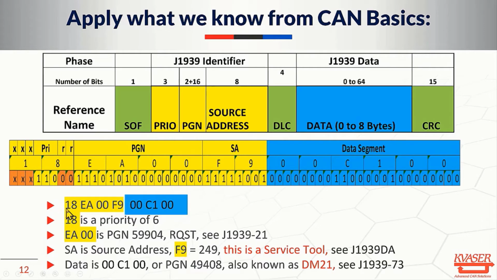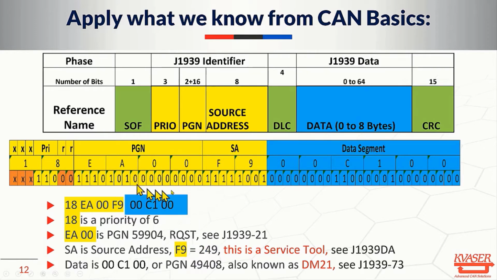All right, so there's our whole message. The 1-8 is a priority of 6, as shown here. These 2 bits I'll talk about in a little bit. The EA00 translates into a decimal 59904. If you look at J1939-21, you'll see that that's a request message.